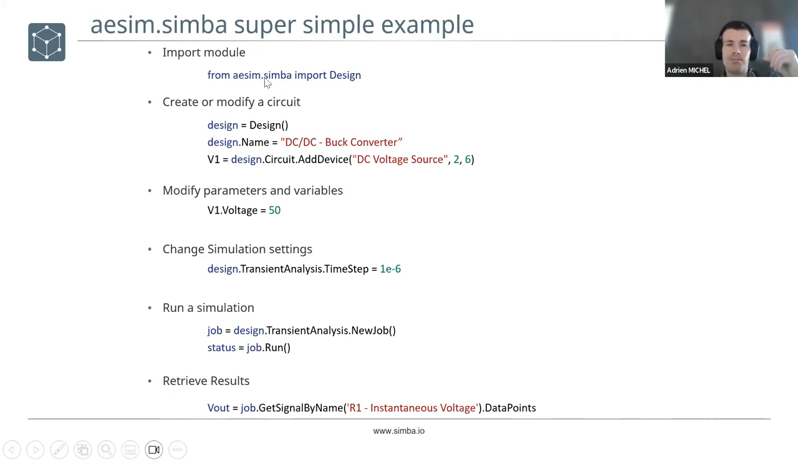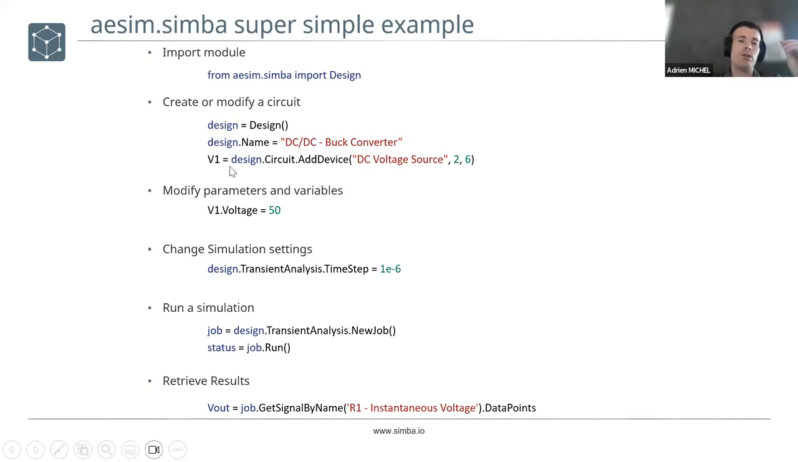Inside it, we are going to create a design here, and we are going to give a name to this design, DCDC buck. In this design, we are going to add new components because we need to add a new device in order to build your own circuit.